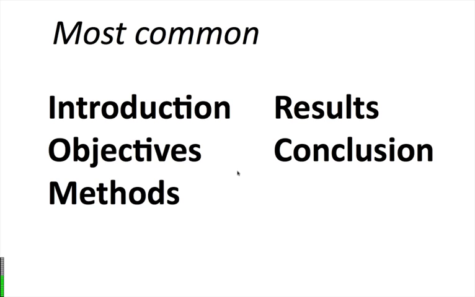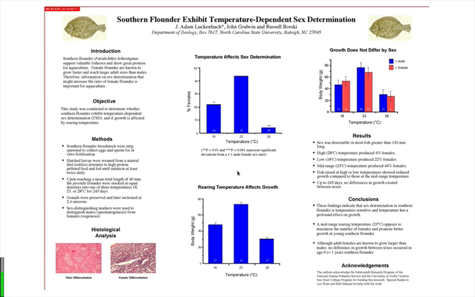Let's go back to the flounder poster. Pretty standard headings here with the appropriate material under each one. The introduction provides the big picture context of the problem and tells you why it matters. The objective tells you what these researchers set out to do specifically. The methods summarizes how they did it.